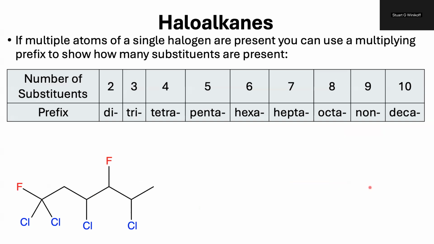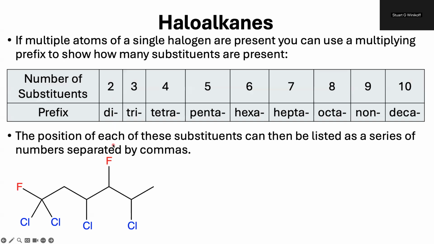Now, if I've got multiple atoms of a single substituent present, I have to use something called a multiplying prefix to show exactly how many of those substituents is present. So notice in this case, I have 2 fluoros. So that would mean I have a difluoro species. And then what we can do is list the position of each of these substituents separated by a comma as part of that series.